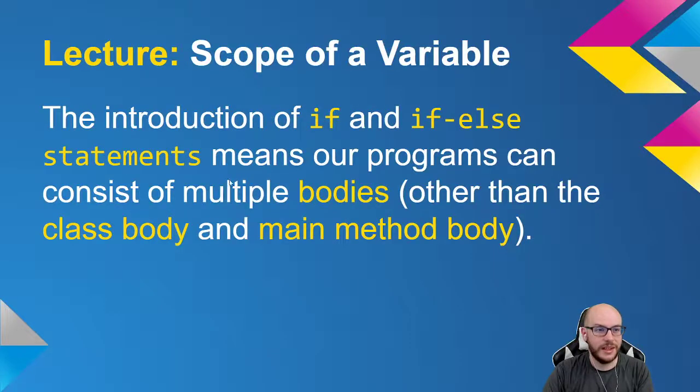Sit tight. So, the introduction of if and if else statements means that our programs can consist of multiple bodies other than the class body and the main method body. So, traditionally, we just had the class body, and the only thing that we put in that was the main method, and then almost everything just appears in the main method body. But even now, with our if and if else statements, we're going to have bodies inside of the main method body, right? We've been nesting and nesting and nesting.